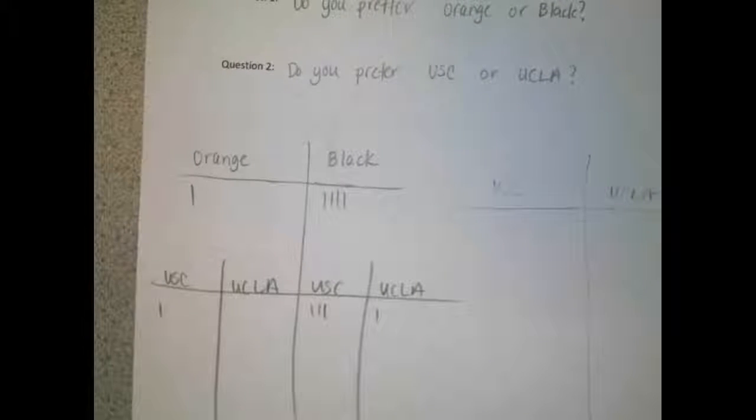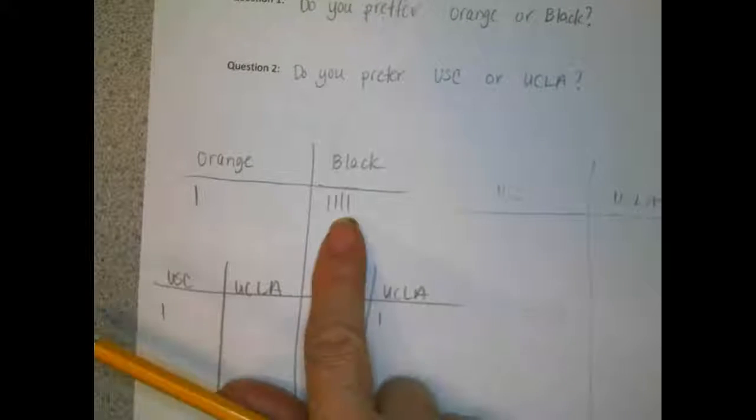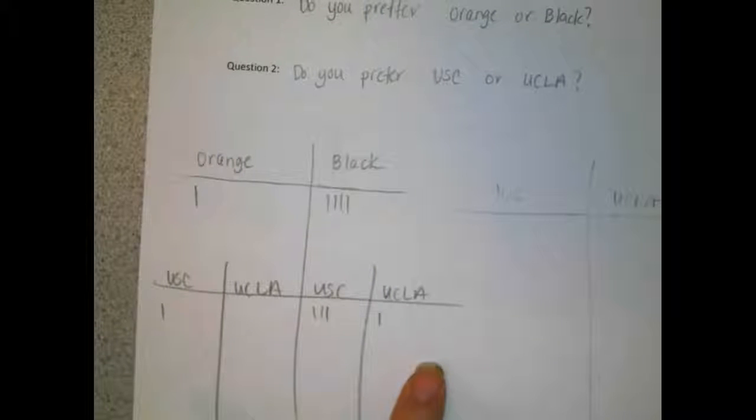Do you see now? Can you get the idea of what we're doing here? Okay, you're still going to have a total for USC and UCLA, but you're going to know how many people that picked orange also picked USC. Okay, so here, how many people that picked black also picked UCLA. Does that make sense?